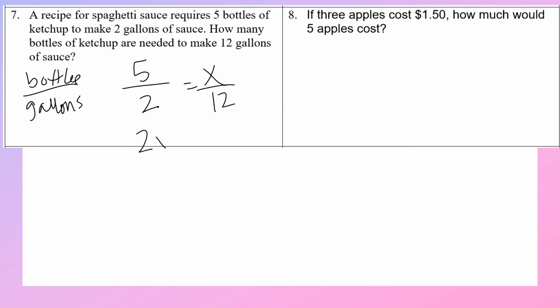2 times x is 2x. 5 times 12 is 60. Divide both sides by 2, you get x equals 30. And you can say 30 bottles, I would say.